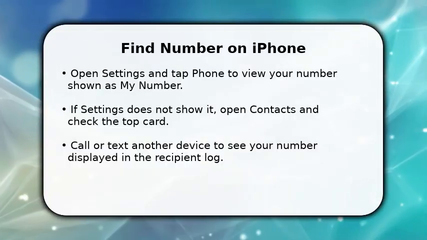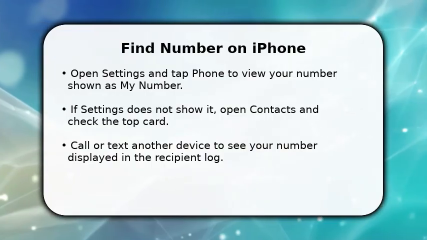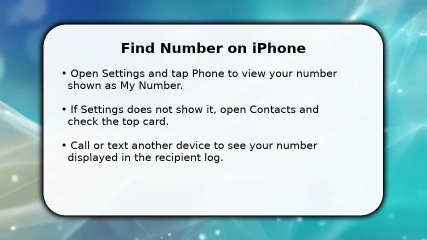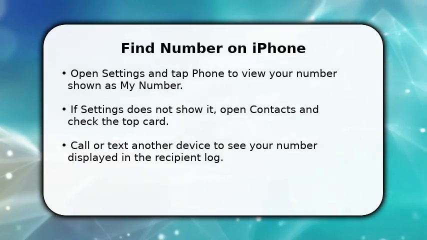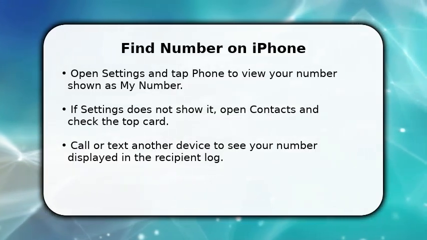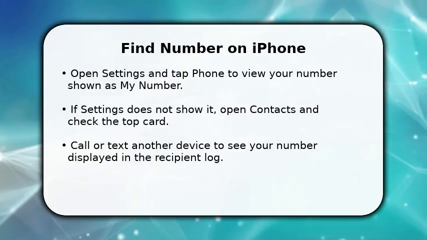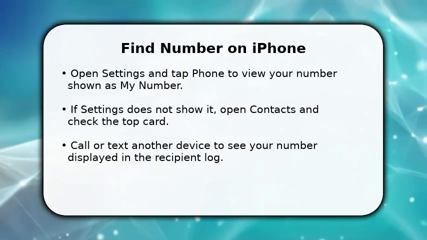Open Settings on your iPhone and tap Phone to check your number. Look for the line labeled My Number near the top of the screen. If your number does not appear there, open Contacts and select My Card to view it. You can also call or text a friend and read the number displayed on their device.